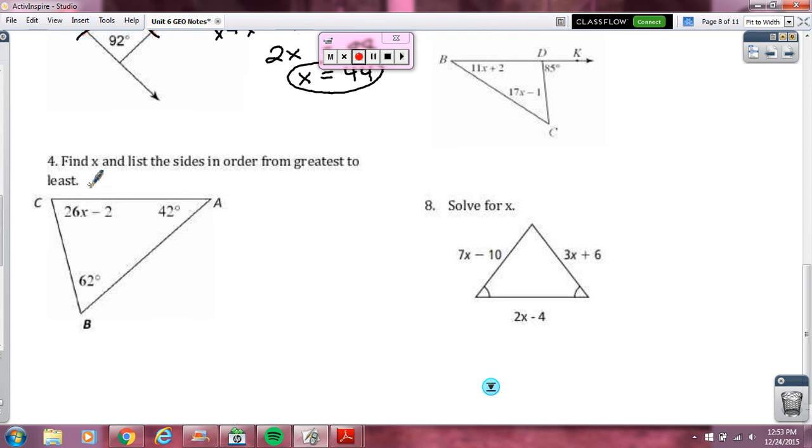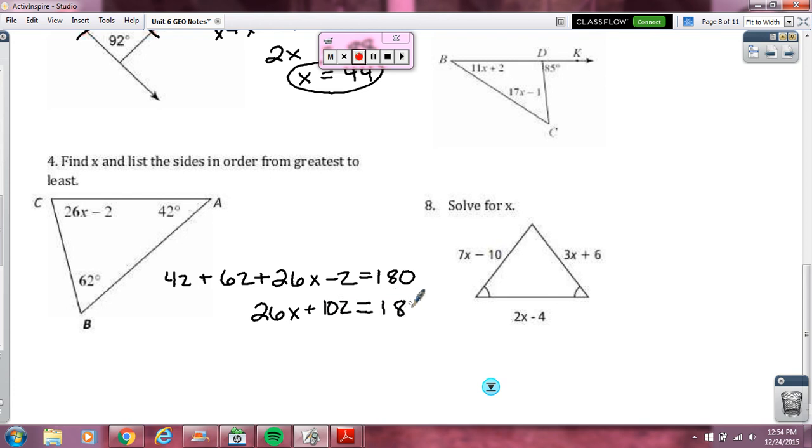And number 4, find x and list the sides in order from greatest to least. Whoa. Alright, so first of all, I know that all three of those angles added together will be 180 degrees. Alright, so math. Let's see, 42 plus 62 minus 2. Got to combine all my like terms. That's 102, so I've got 26x and 102 after I combine my like terms.